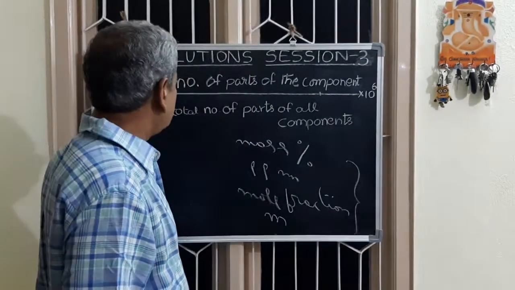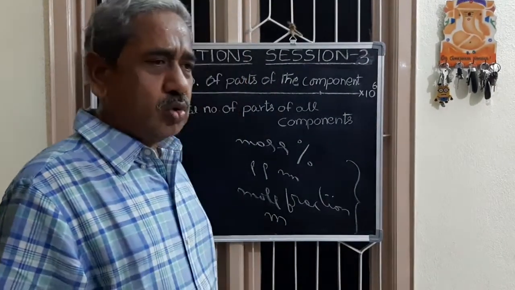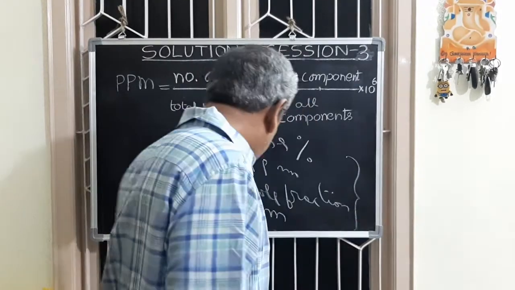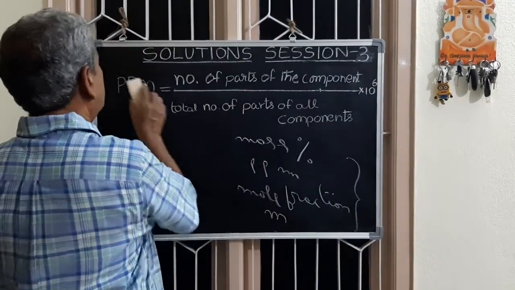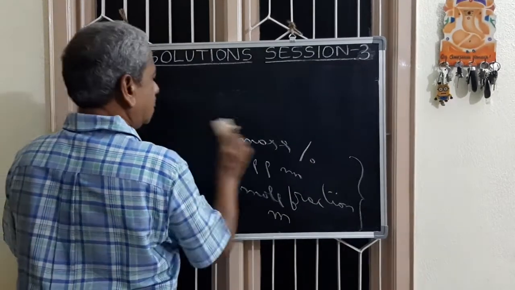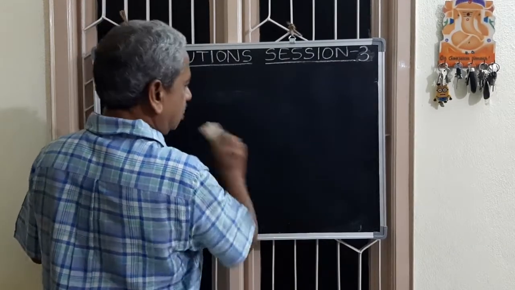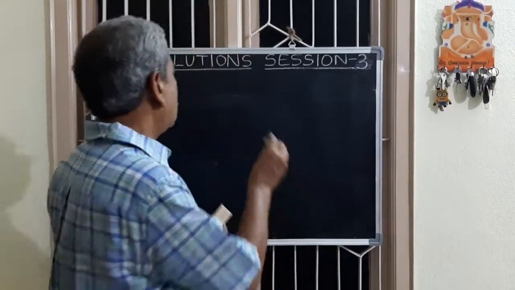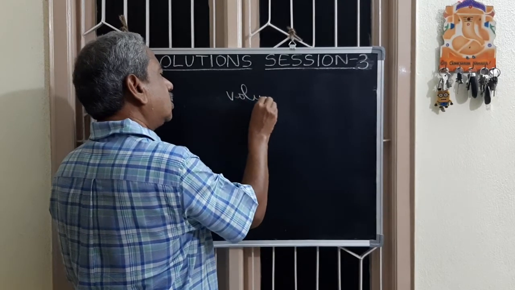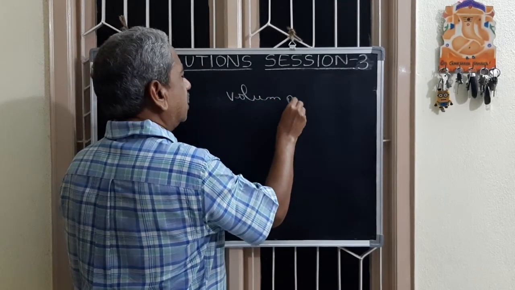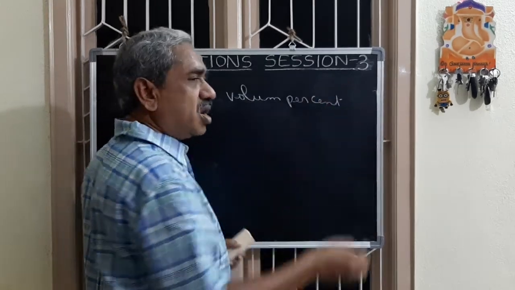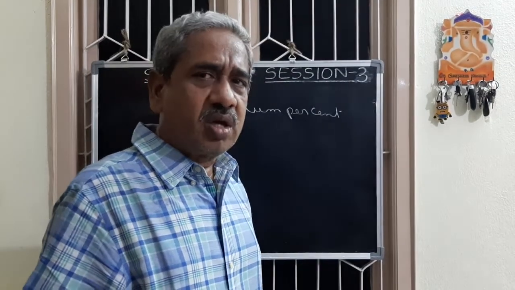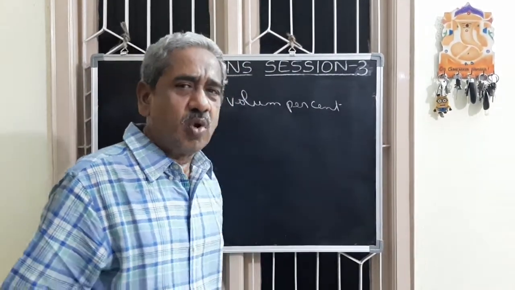Now we switch on to another small topic, that is types of solutions. Before coming to this point, when volume percent is asked, you have to place volume in place of mass in the mass percent. Then you get volume percent.